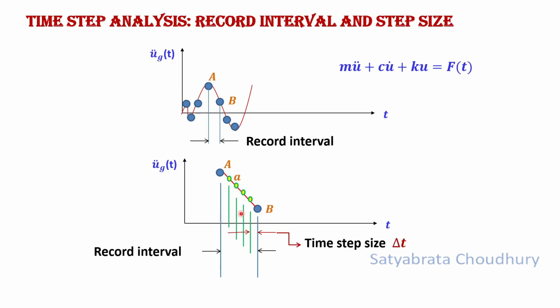These small segmental times are called the time step size, delta t. So typically a record interval will be divided by, say, 5 or 10 segments, so that the time interval for time step analysis is now much smaller. So you get a lot of time stations now, and you have to solve the entire structure with all the masses, with all degrees of freedom, at every instant of the time interval.